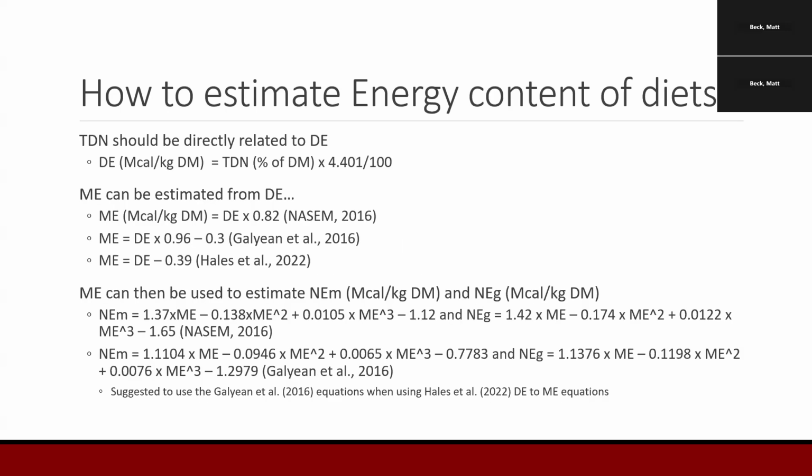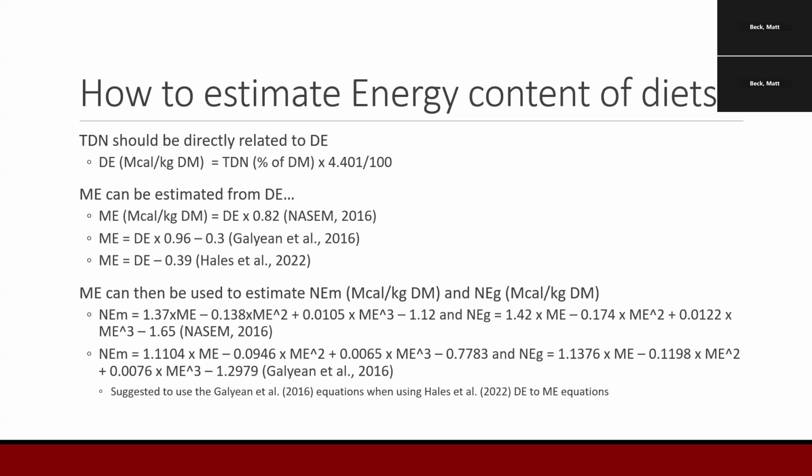All right. Once we know TDN, we can get to DE. So 4.401 divided by 100 times TDN as a percent of dry matter gives us DE. And then how we can go from DE to ME, there's several different options. The most up-to-date ones that I imagine will be in the newest update of Beef Cattle Nutrient Requirements are either this Galyean from 2016 or this Hales paper in 2022, would be my guess. They give you very similar estimates.